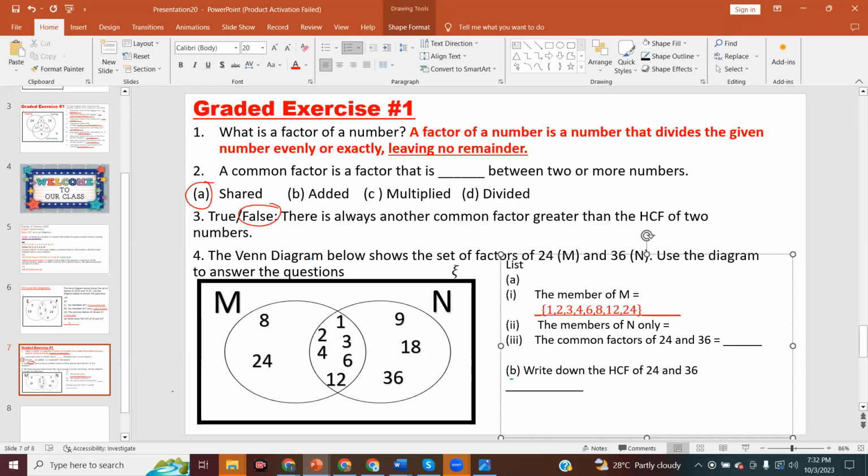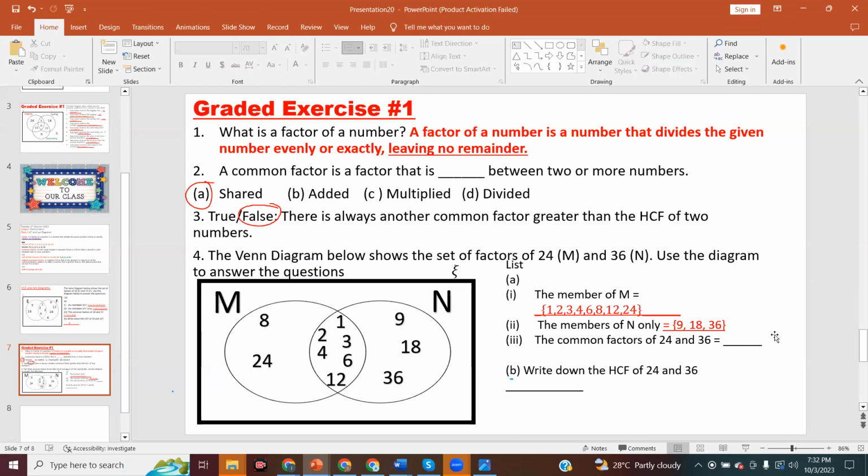Michael Woodstock, are you there? Do you understand what we're doing? How about you, Kamar? Where's Kamar? Can't hear from him. But the answer is 9, 18, and 36. That's the correct answer. How many persons got this right? Very good.